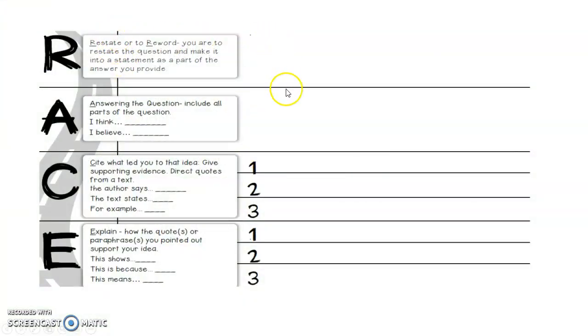So here you have an organizer that we can use to set up our constructed response writing, our RACE writing. We said before, we restate the question or we reword it. We answer the question. We might say what we think or what we believe. We cite the evidence. And here are some examples of that. And then we explain how the quote fits with what we have given as our answer. And then here's some ways to start the sentence for that. So we're going to use this organizer when we write our constructed response about the topic that we're working on in this unit.